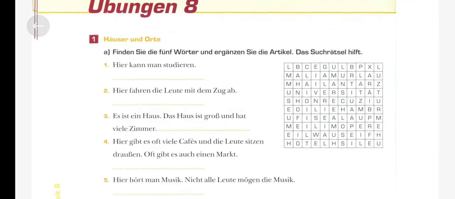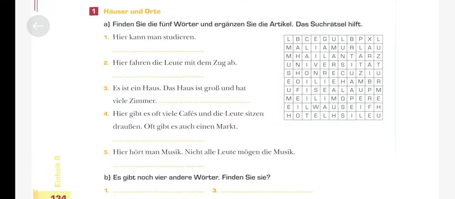Next is, here fahren die Leute mit dem Zug ab. Here one can travel with the train. So that will obviously be the Bahnhof, the train station. Next is, es ist ein Haus. Das Haus ist groß und hat viel Zimmer. The room, that could be a hotel. Das Hotel, yeah.